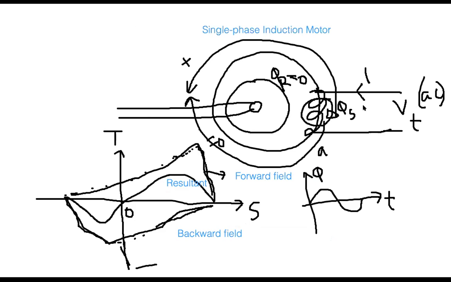there are two rotating magnetic fields produced. One moves clockwise, the other moves anti-clockwise. So if you say that clockwise rotation is the forward field, or if you say the anti-clockwise is the forward field, then the other one is the backward field.